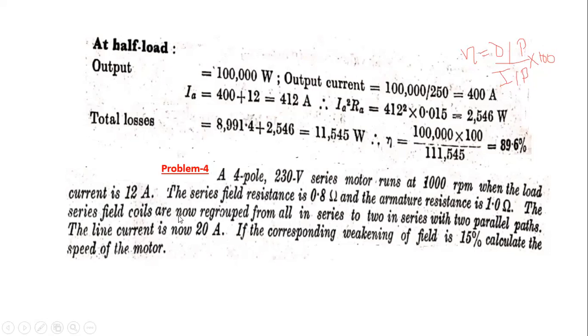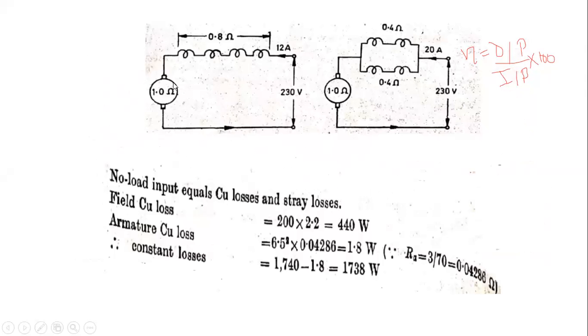The series field coils are regrouped from all in series to 2 in series with 2 parallel paths. Therefore the line current is 20 amperes if the corresponding weakening of the field is 15%. Then calculate the speed of the motor. This problem is related to the speed control of a DC series motor.